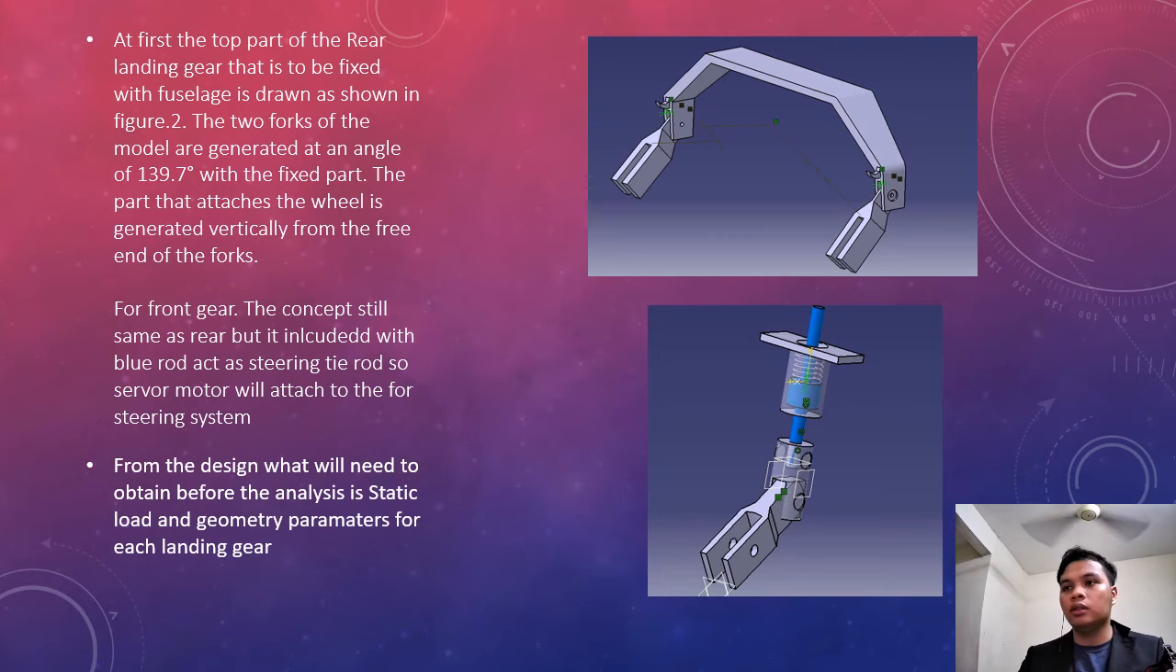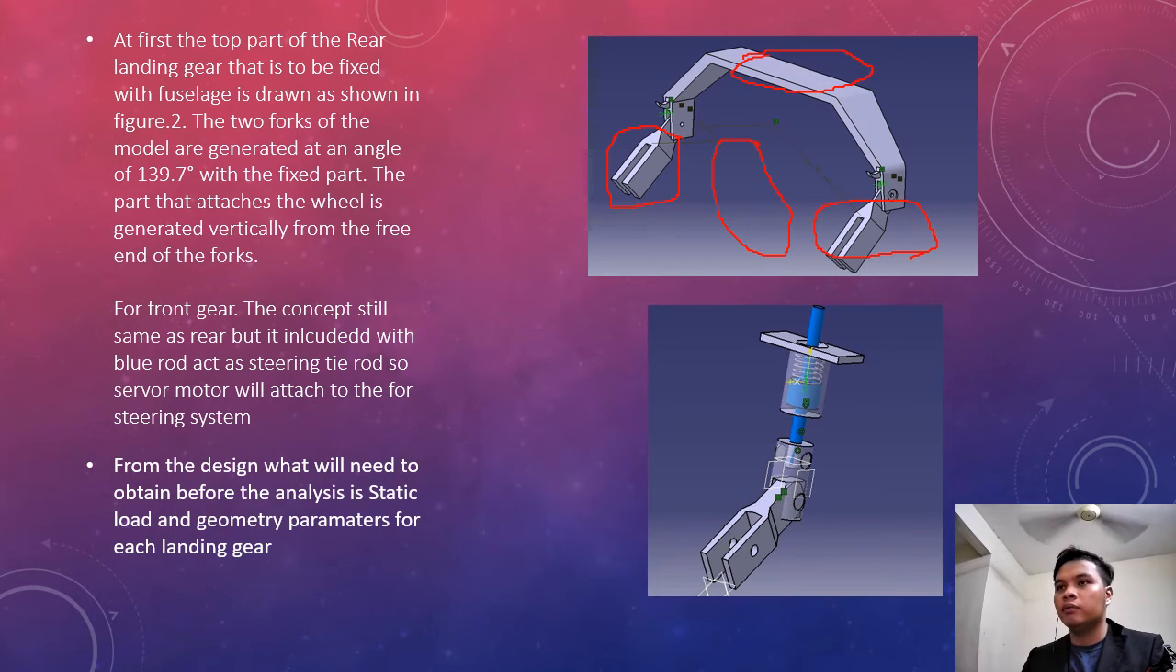As you can see, the top figure is the rear landing gear. The first top part of the rear landing gear is to be fixed; this one will attach to the UAV. The two forks of the model are generated at an angle of 139.7 degrees with the fixed part. The part that attaches the wheel is generated vertically from the free end of the fork. This one is called the fork for the tire.